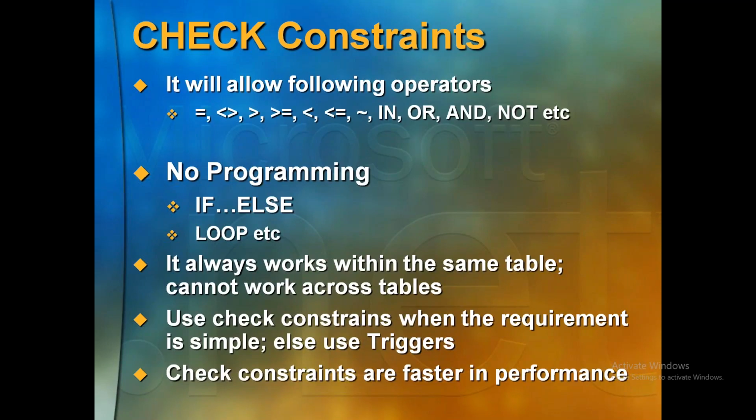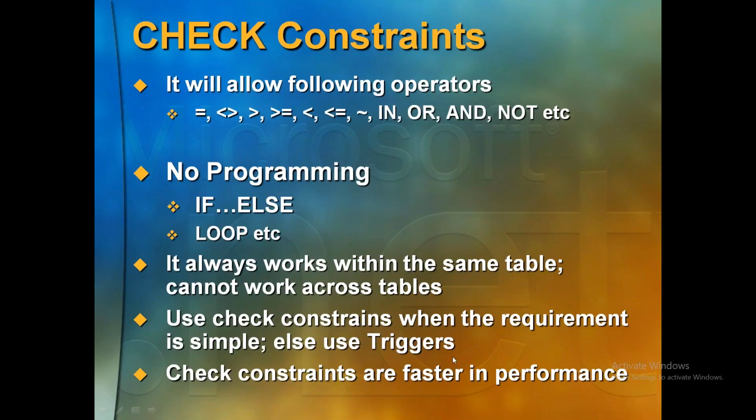You don't know what is programming, so if and else loops, all of them cannot be implemented. Simple expressions you can write: salary greater than zero. Gender can be either male or female. Grade can be either A grade or B grade. It always works within the same table, cannot work across tables. Use check constraints when the requirement is simple, else use triggers. Check constraints are faster in performance.